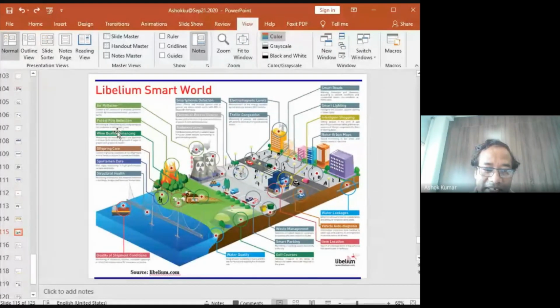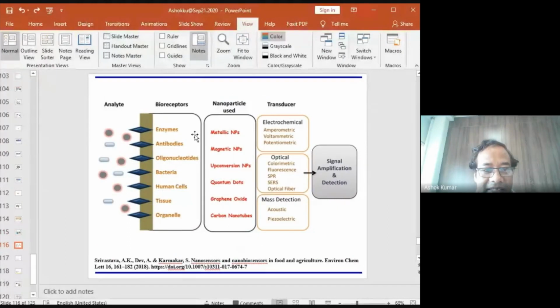So you see sensors everywhere. If you talk about the smart world, small places, or a small city, everywhere you need sensors. Check this slide: air pollution, forest fire detection, water quality, wine quality, waste management. So many sensors are required. Sensors are a really wonderful area for everything, for teaching, for research. It also has scope for everyone, whether you are a material scientist, an electrical engineer, an electronic engineer, or a computer scientist, everyone has something to do.